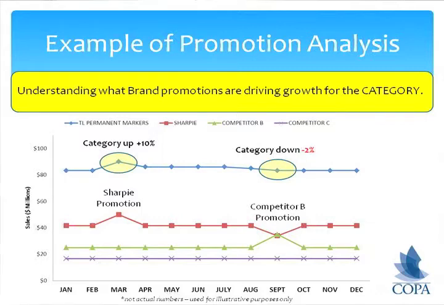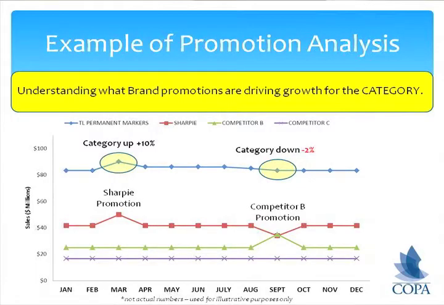So this is just an example, not actual numbers, but the top line there is a blue line which would represent the total permanent marker category. So you can see visibility of the sales by period. For example, this is over the 12-month calendar year. And then below, the red line would be sales of Sharpie. The next line would be competitor B, and then the purple line, competitor C. So at a glance, you can see the ups and downs, and the timing of your promotions.